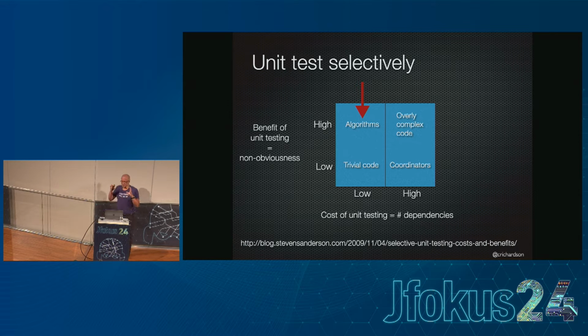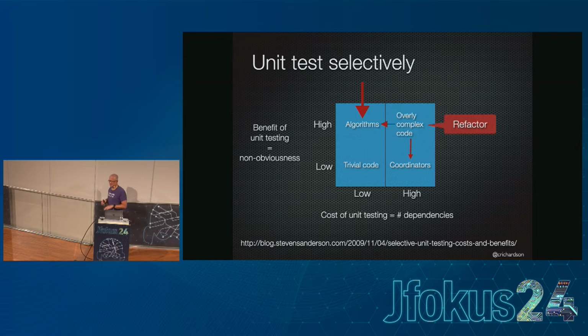And ideally, what you should be focused on is the top left quadrant, your algorithms. The code that is non-obvious and is also relatively cheap to test. But then you also have in the top right quadrant code that would actually benefit from unit testing, but would be difficult to test because of its tangled dependencies. And the recommendation there is that you refactor that code, split it into two parts: coordination logic that is not worth testing, and the algorithm, the parts of it that should be tested.